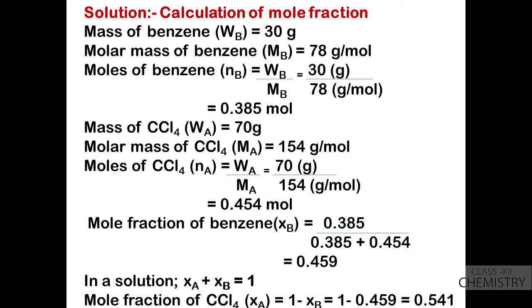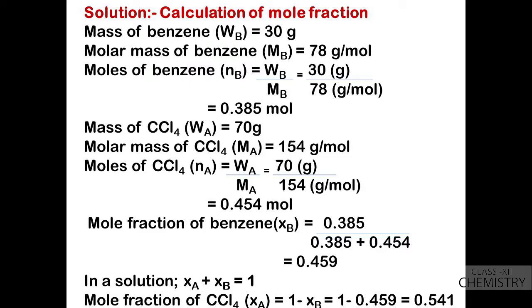Now after calculating all these, we come to the next point, to calculate the mole fraction of benzene. The mole fraction of benzene, that is Xb, is calculated by the formula number of moles of benzene divided by total number of moles present in the solution. The number of moles of benzene is 0.385 divided by the total number of moles in the solution, 0.385 plus 0.454. After calculating this, we got 0.459, that is the mole fraction of benzene present in the solution.